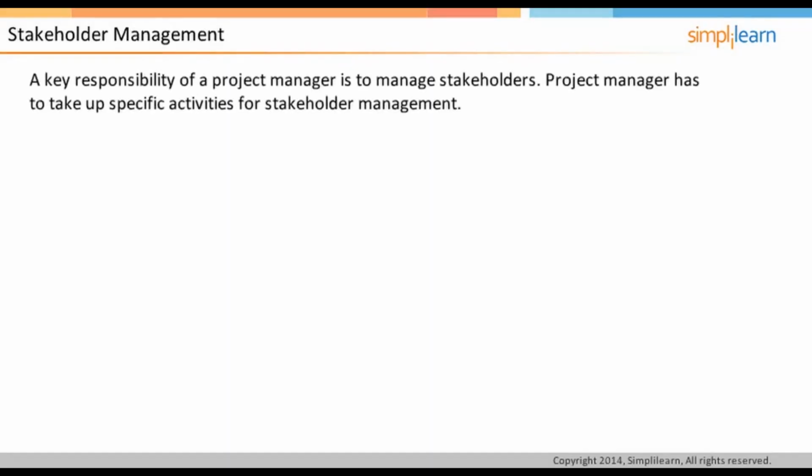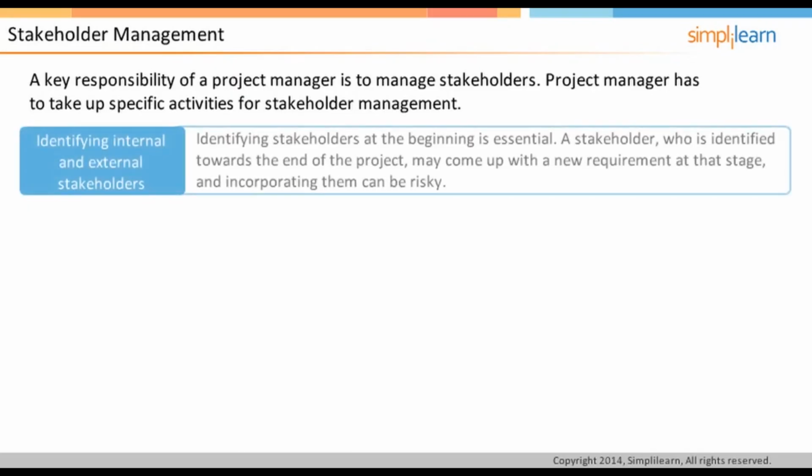One of the key responsibilities of a project manager is to manage stakeholders. A project manager has to involve the stakeholders from the beginning of the project until the end, so they are aware of every step. A project manager has to take up specific activities for stakeholder management, identifying both internal and external stakeholders. Missing out any stakeholder can be disastrous for a project.